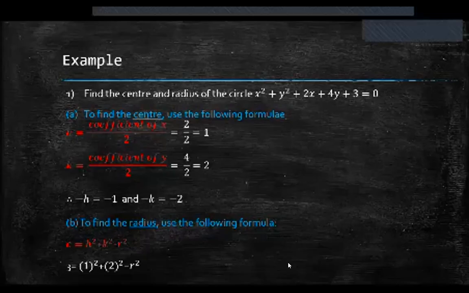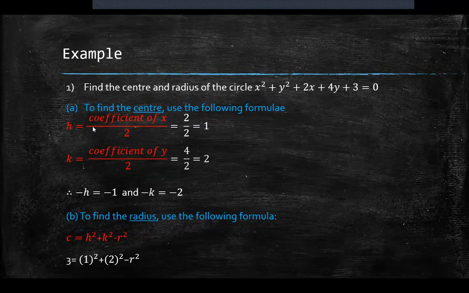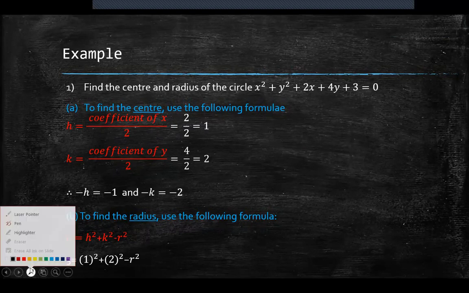Okay, so this is what I wanted to show you in class. There are two ways to find the center. The first method you could do is use the formulas. H is equal to the coefficient of x divided by 2, and k is equal to the coefficient of y divided by 2. You could use those to find h and k, and then find the minus h and minus k. But this is the second method that I wanted to show you.